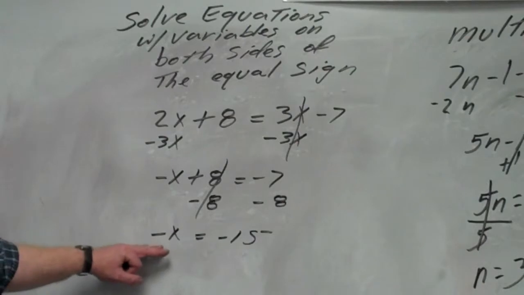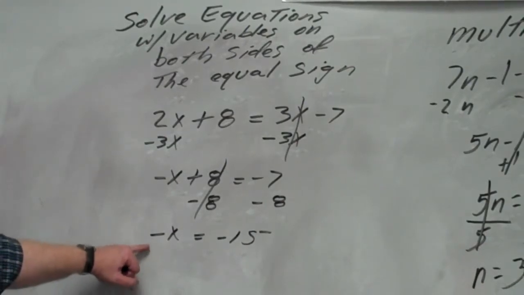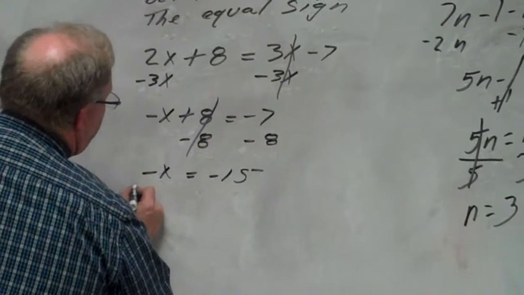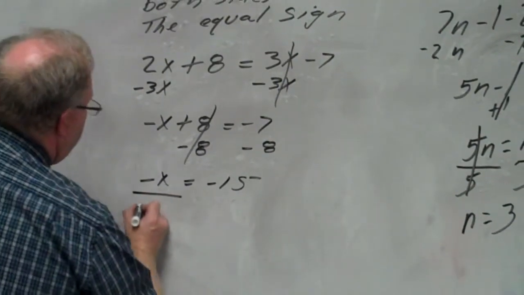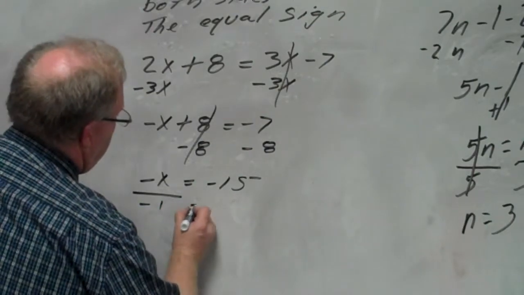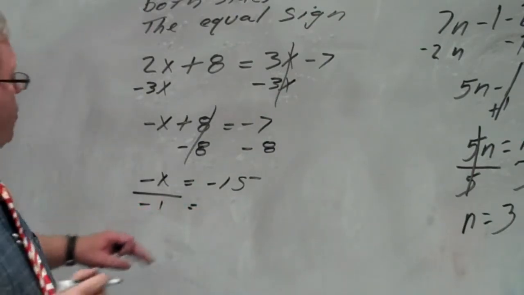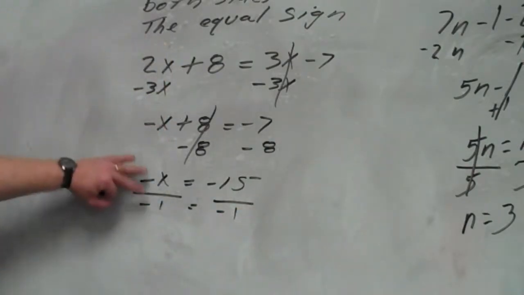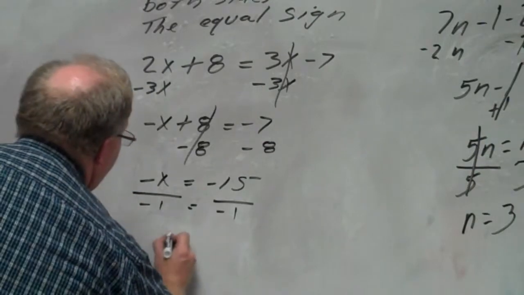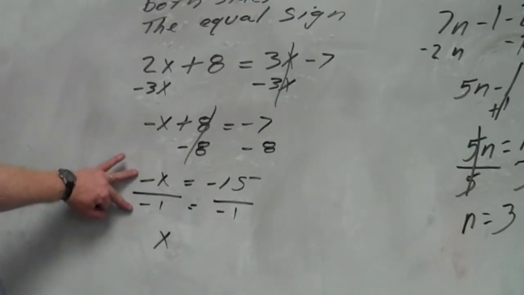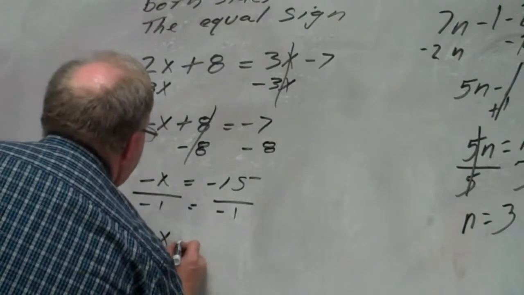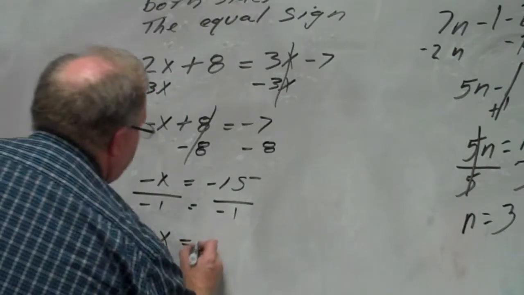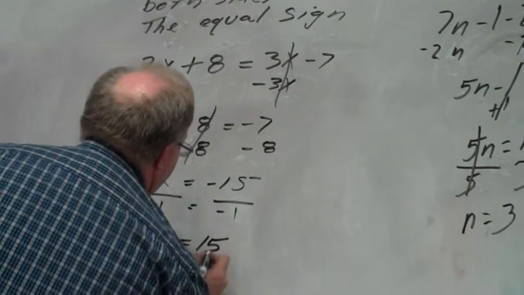Okay, I haven't got x by itself yet. It's still a negative. My x does need to be positive. So the way I'm going to do that, because x just represents 1, I'm going to use a negative 1 equals, remember whatever I do on one side I have to do on the other, so I'm going to divide by negative 1 here. Now my x is going to be by itself because I've canceled out the negative. So x equals, and negative 15 divided by negative 1 actually ends up being positive 15.